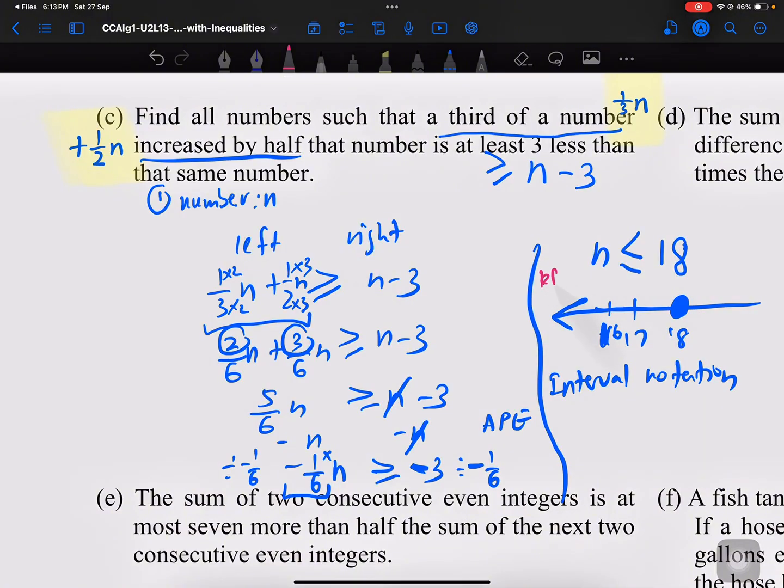Left is this arrow, right? This arrow will never end to the left, meaning it is negative infinity. And I need to remember the interval notation for negative infinity or infinity will be a round bracket or curved bracket, comma. My right value is 18. 18 is included, so I will use a square bracket. Be very careful while doing the interval notation.